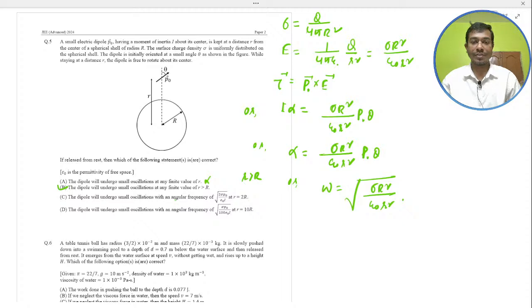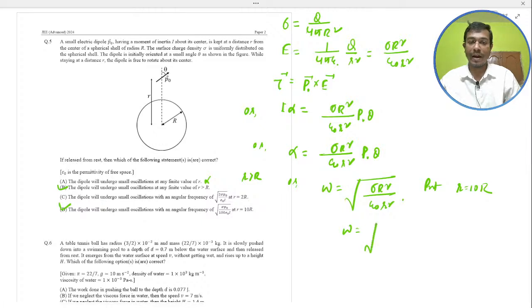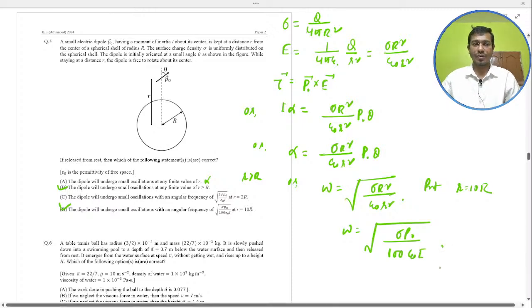And the angular frequency is what? D is correct. It will undergo a small oscillation with an angular frequency of sigma P naught by 100 epsilon naught r I at r equal to 10 R. Put r equal to 10 R. You would get omega as sigma P naught over 100 epsilon naught I. Okay, so options B and D are correct.